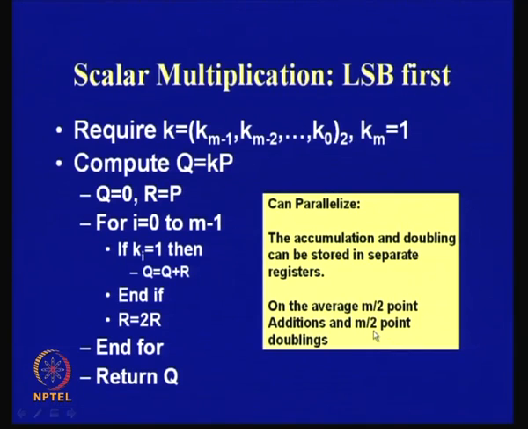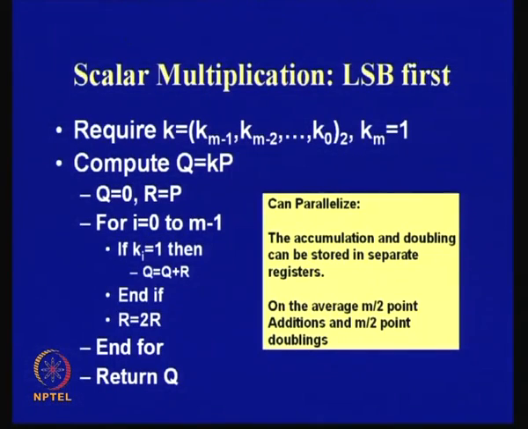Now, why is it not m point doubling operations? Because the addition generally will take more time than the doubling operation. So, even if you parallelize, you can assume that the addition will actually take more time. Since there are two parallel steps, you have to wait for the longest time. So, that is m by 2 point additions, and then you have to do the rest of m by 2 point doubling operations. So, you see that there is some advantage, because you can actually parallelize this algorithm. So, this is the LSB first approach of doing it.